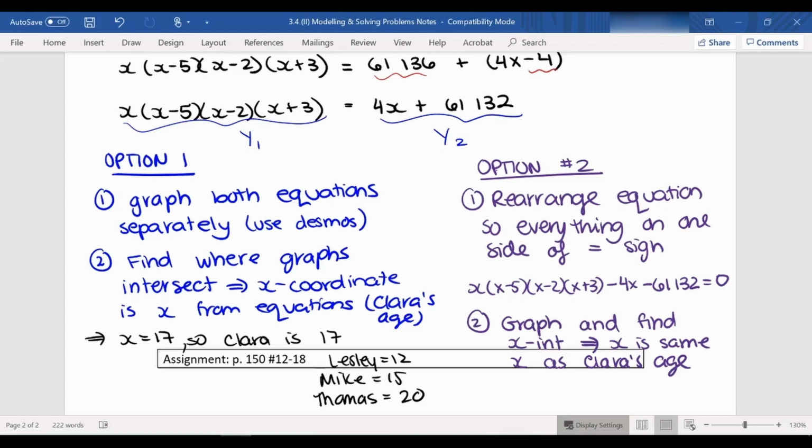Okay. Without Desmos, again, you wouldn't be doing this by hand. You would be describing how to. And that's all.